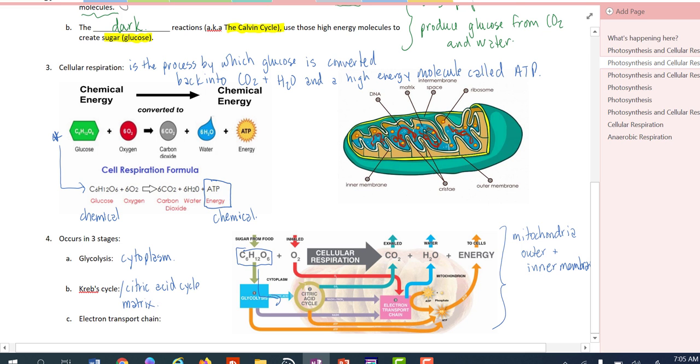The fluid within it is referred to as the matrix. So the fluid inside the mitochondria is the matrix, and that's where this citric acid cycle occurs. And then finally, the electron transport chain is the last stage, where the bulk of the ATP is produced. And this occurs on the inner membrane.